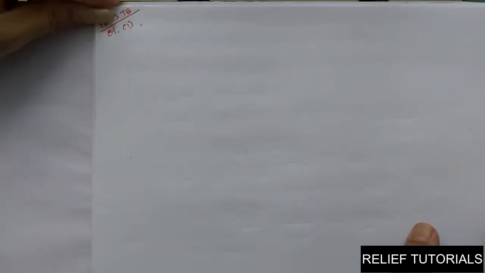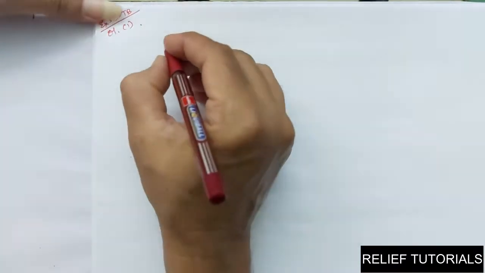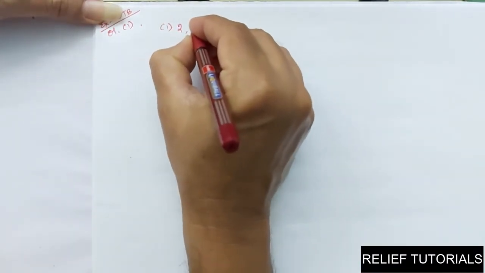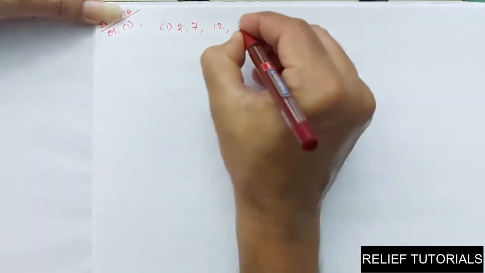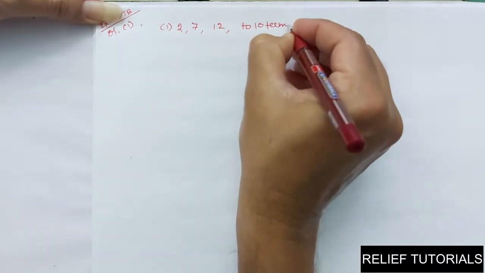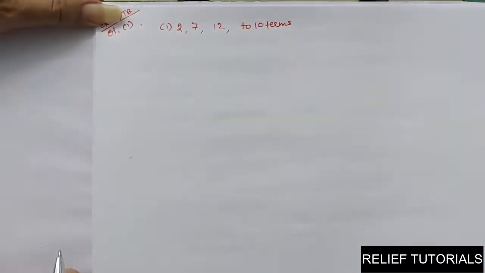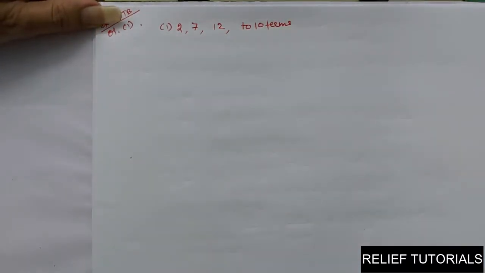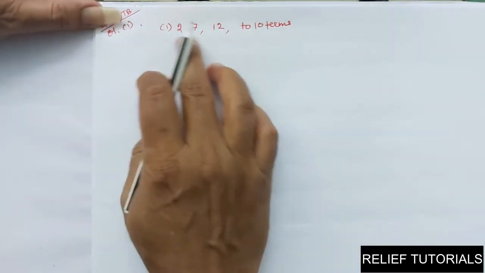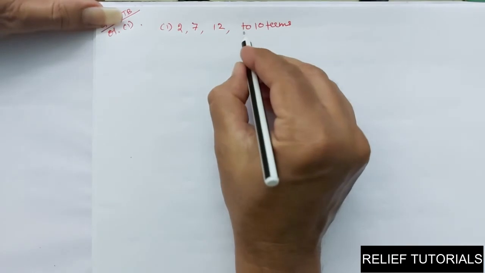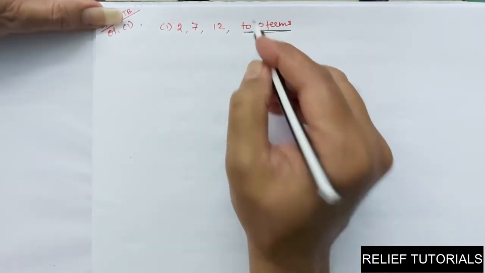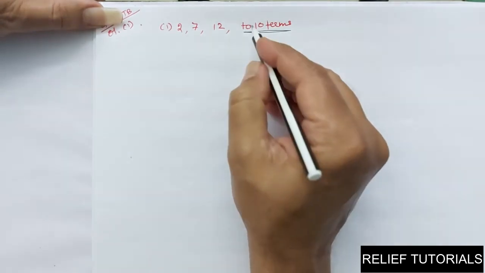See here. Find the sum of the following APs. First one: you want to find the sum of 2, 7, 12, up to 10 terms. How many terms? You have to find the sum to 10 terms. So the number of terms is 10, but we don't know which is the last term. So your last term is not given.